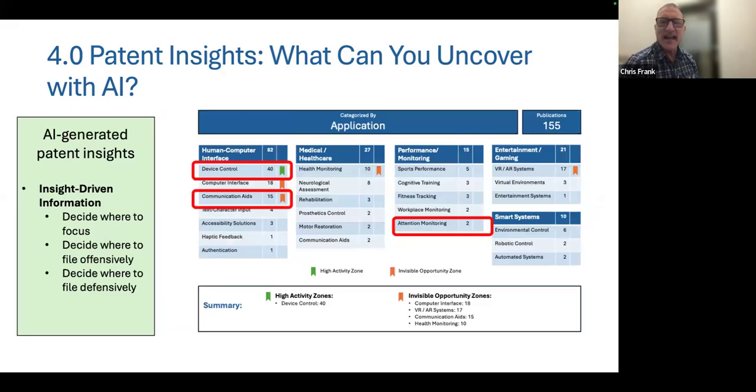So backing out, kind of what I just said, if I decide on BCI technology, I wanted to get a sense of what's out there, but really what I care about is device control, communication aids, and attention monitoring. Well, now I know when I file my 5 or 10 patent applications, I need to think very hard about device control to make sure that I'm being very aggressive. For communication aids, I need to decide based on what's out there how aggressive I need to be, how much ownership I can take of that hidden, invisible opportunity space. And if attention monitoring is something I'm after, wow, I can be in really good shape if I file a couple patents in that space as well, right?